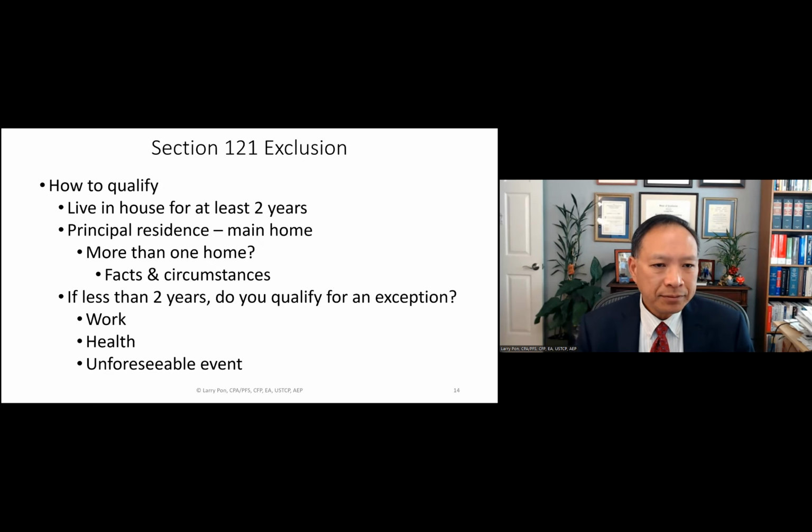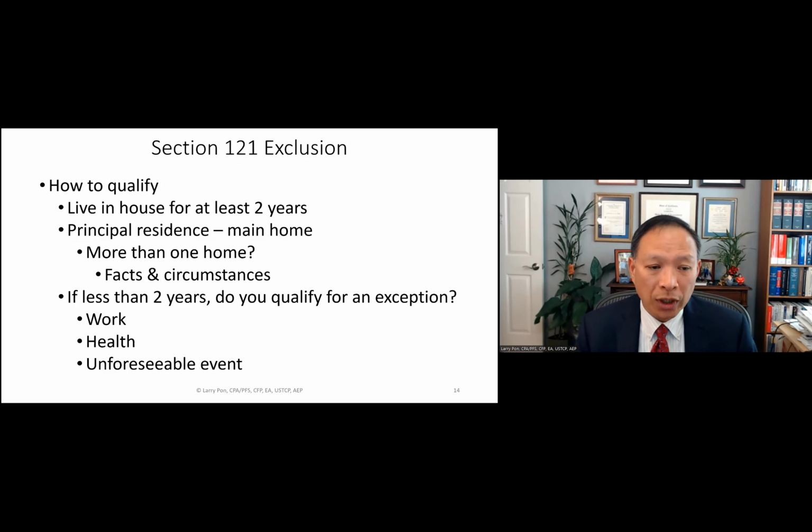So you have to live in the house for at least 2 years. It's got to be your main home. And many of our clients have more than one house. So it's going to be the facts and circumstances. Hopefully they keep good records of where they are residing. Now, what if you live in the house for less than 2 years? Is there an exception to this rule? Yes, and we'll talk about that right now.